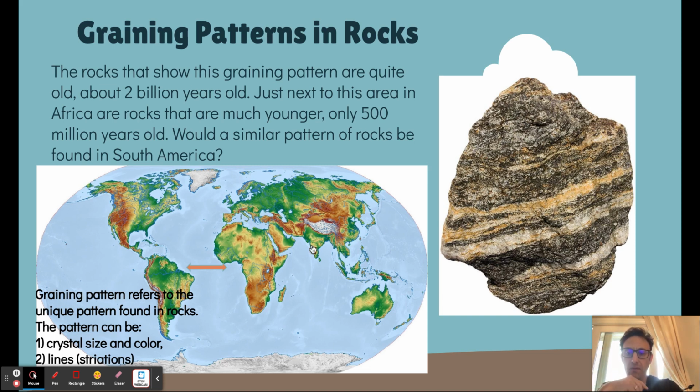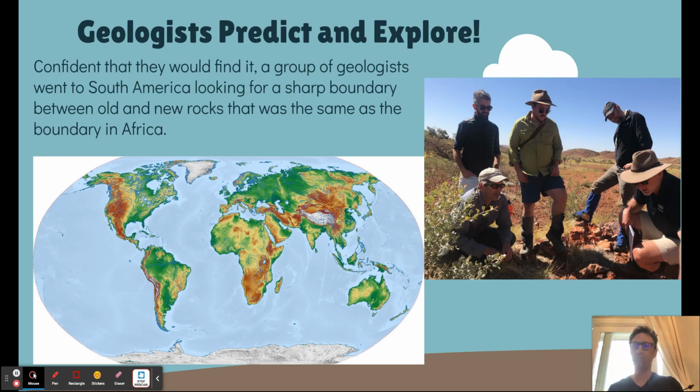And so you've got size and color of crystals, you've got lines, and then you can also have just a solid color with no lines. The fancy word for lines in rocks is striations. While confident that they would find it, a group of geologists went to South America looking for a sharp boundary between old and new rocks that was the same as the boundary in Africa.